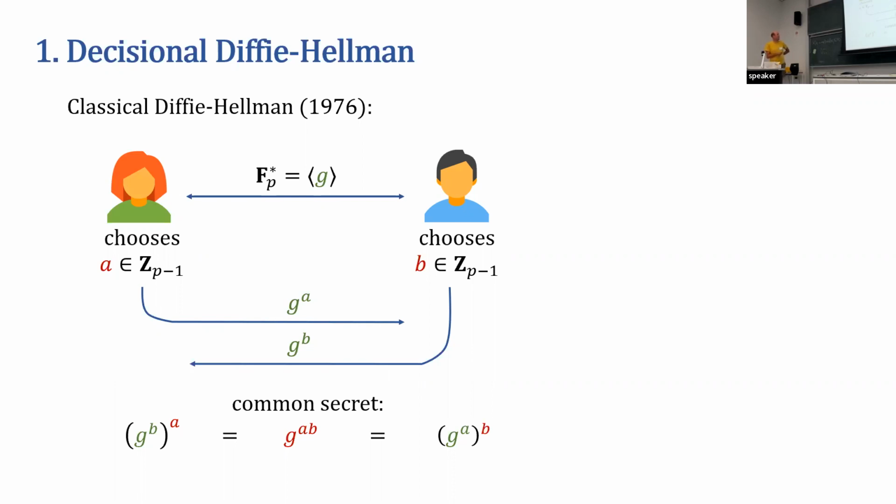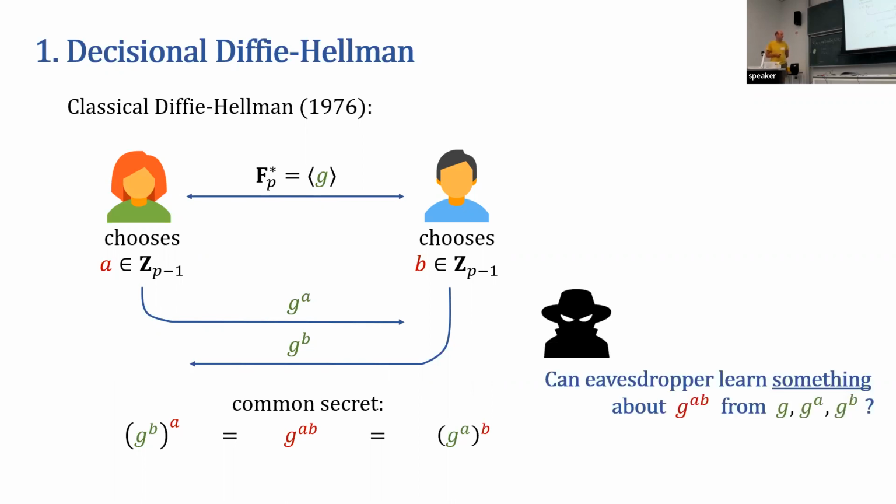So Alice chooses the secret exponent A, raises G to the power A, sends it to Bob. Bob does the same, chooses the secret exponent B, raises G to the B, sends it to Alice. And now both parties can compute G to the AB. For instance, Bob can compute it as the G to the A that he received from Alice raised to his secret exponent B. Yeah, and so this is then the candidate common secret for use in a symmetric key scheme, for instance.